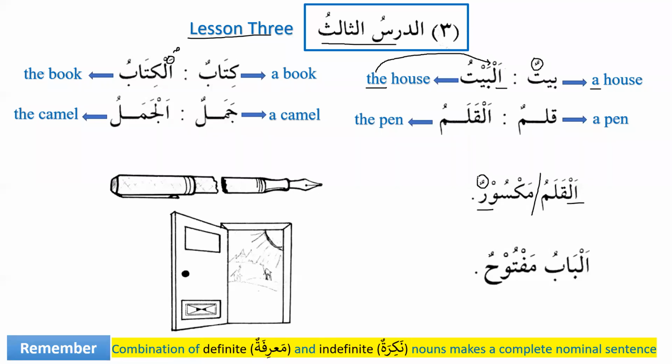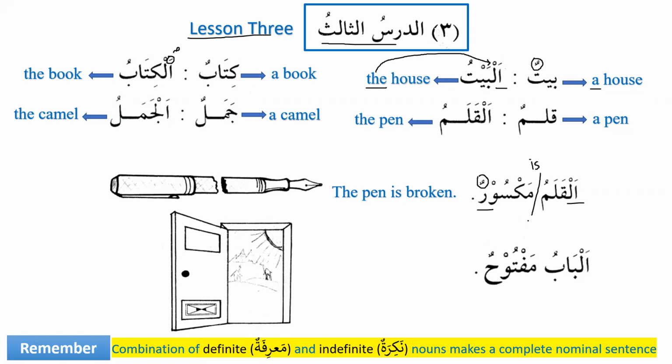What happens when we have a combination of a definite noun and an indefinite noun? It becomes a complete sentence. How do we know that it's a complete sentence? Try to insert "is" in between. If it's possible to insert "is" in between, then it becomes a complete sentence. The pen is broken. So we can see over here that it's a complete sentence.